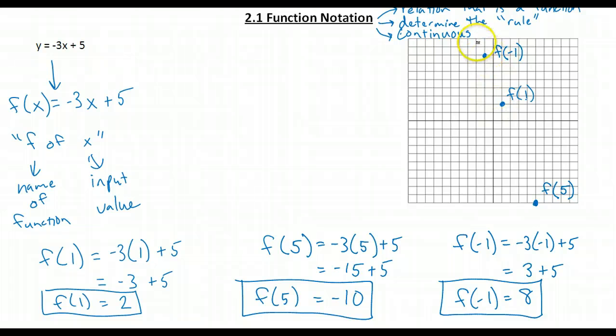If you notice, all of these points are collinear. I've determined the rule, and I found that these points are collinear, so I'm going to make it continuous. To make it continuous, I'm going to connect my points.